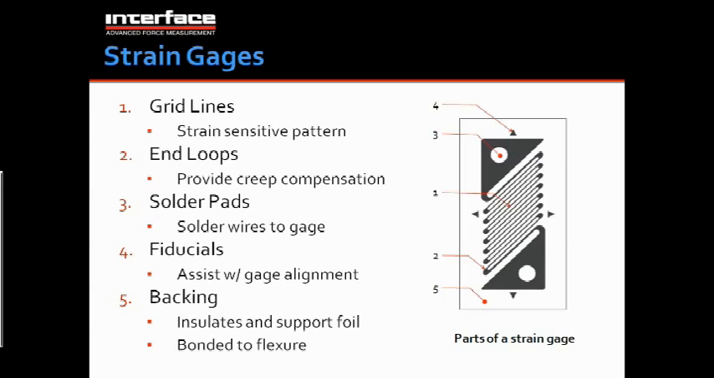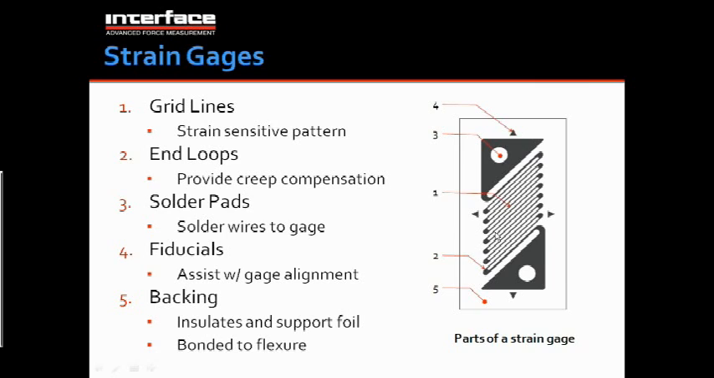Now let's talk a little bit about the strain gauge itself. What I have here is an image of a shear strain gauge, and let's talk a little bit about the parts that make up the strain gauge. What we have here is number one, which is pointing to the grid lines. The grid lines is the pattern in the center of the strain gauge, and these grid lines are the parts of the strain gauge that are most sensitive to strain deformations occurring on the flexure.